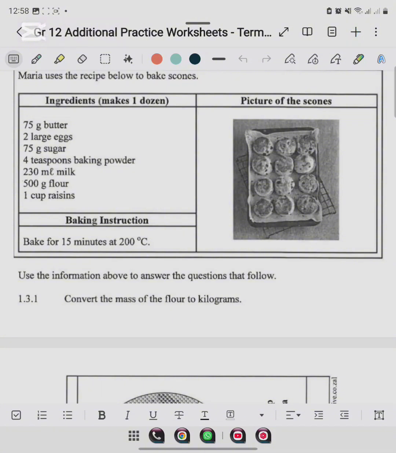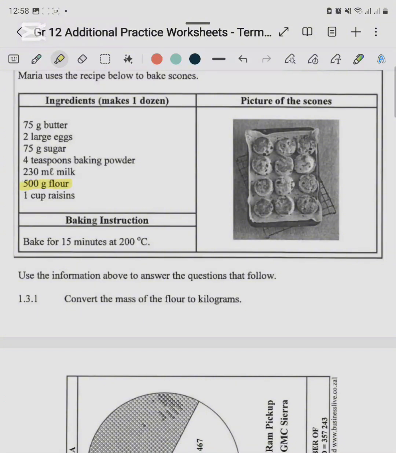Then a nice easy ending one. We've got a recipe for scones, and they want us to convert the mass of flour into kilograms. The flour we have is 500 grams. Hopefully you know, or if you don't, you need to learn it, that there are 1,000 grams in a kilogram. So we just say 500 grams divided by 1,000 gives us 0.5 kilograms of flour.